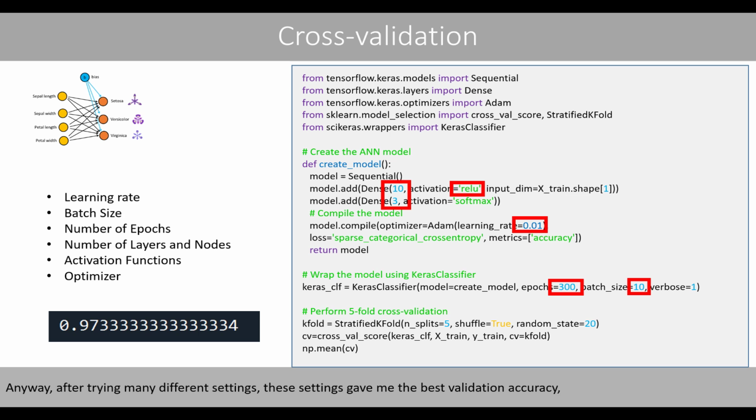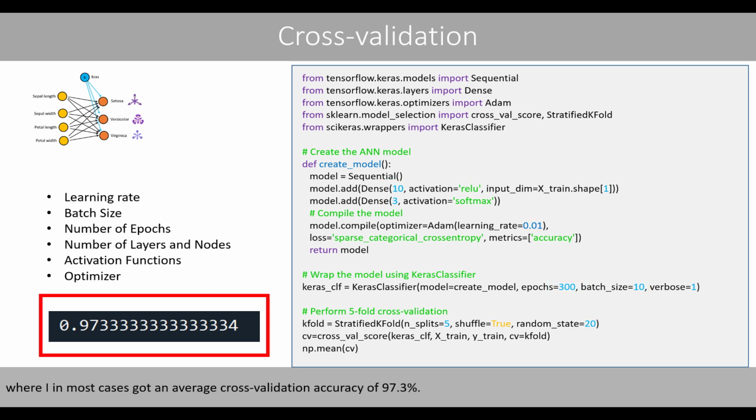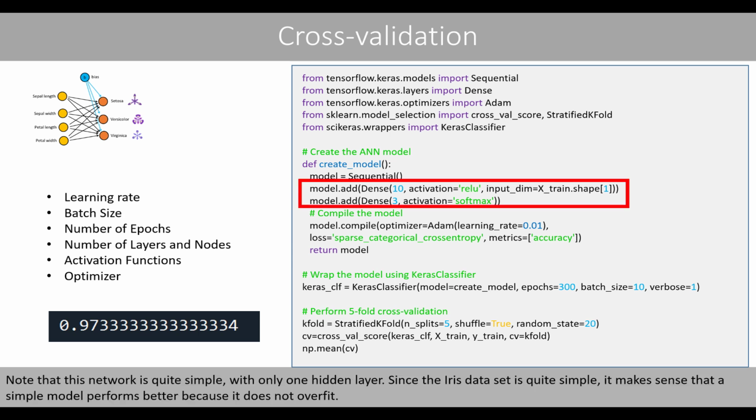Anyway, after trying many different settings, these settings gave me the best validation accuracy, where I in most cases got an average cross-validation accuracy of 97.3%. Note that this network is quite simple, with only one hidden layer. Since the iris dataset is quite simple, it makes sense that the simple model performs better because it does not overfit.